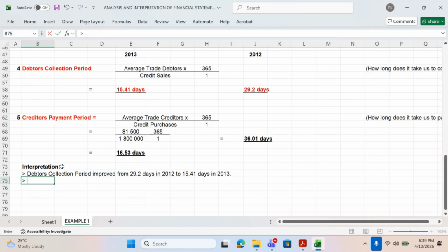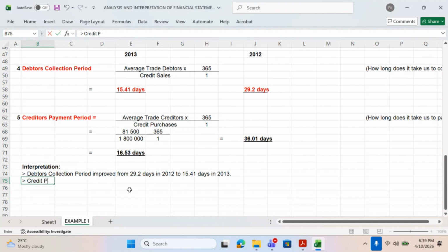Okay, now looking at the trend of creditors payment period, you can say it improved, you can say it declined. It depends on how you want to support it, right? It will depend on how you want to support it. But on this one, I want us to say creditors payment period improved also, right? Because yes, it went down to 16 days, but it still doesn't affect us because it is still after collecting, right? It is still after collecting.